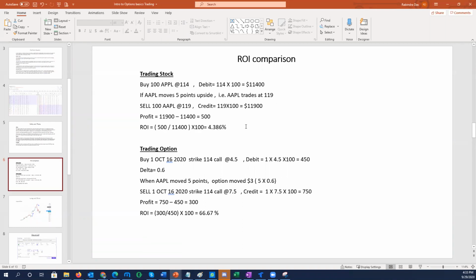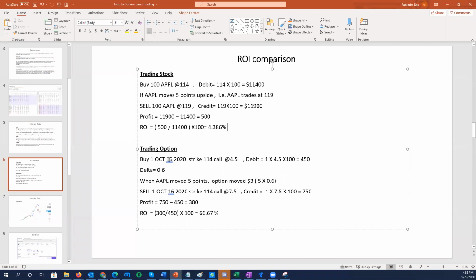Now come to trading options. The same thing, I'm going to buy the 114 call. Instead of buying shares, I'm buying a call, that is at 4.5. So how much am I paying here? One contract at 4.5, and one contract controls 100, so that is 450. So I'm paying 450, and this strike's delta is 0.6.